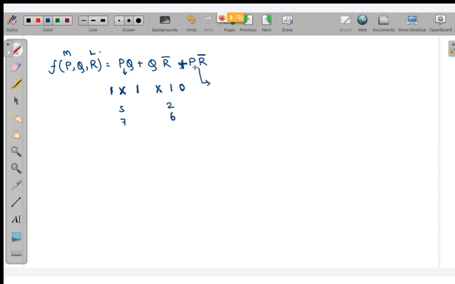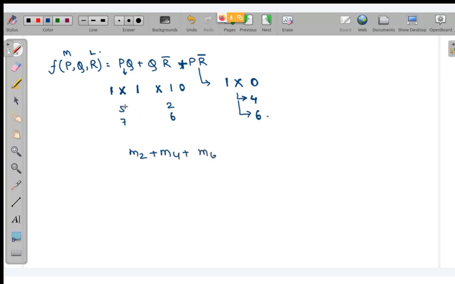For this one, you can see Q is missing. P has value 1, Q is missing so I put a cross in its place, and R is 0. In place of this cross, first put 0. This will be your 4. If I put 1, this will be 6. Now you have your minterm numbers.